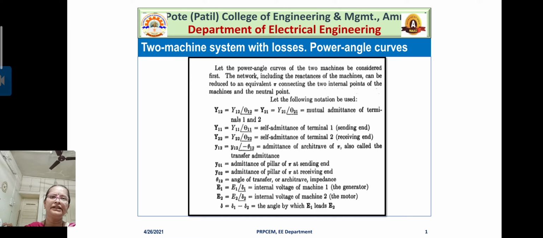E1 at an angle delta 1 is the internal voltage of machine 1. Machine 1 is of course the generator, and machine 2 is the motor. Therefore, E2 at an angle delta 2 is the internal voltage of machine 2. Delta is delta 1 minus delta 2, the angle by which E1 leads E2.